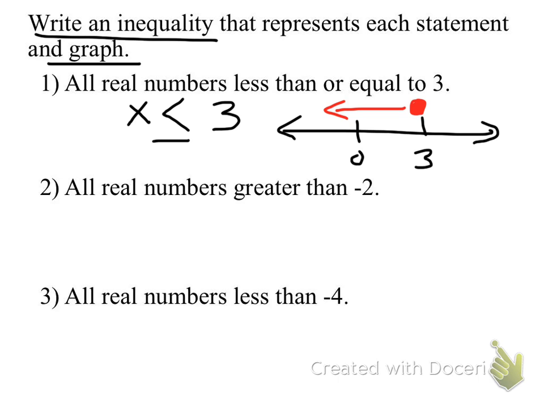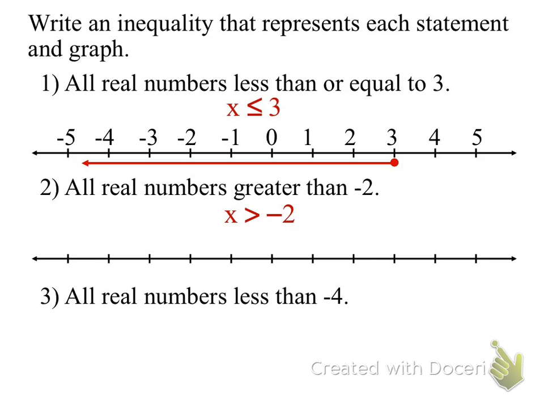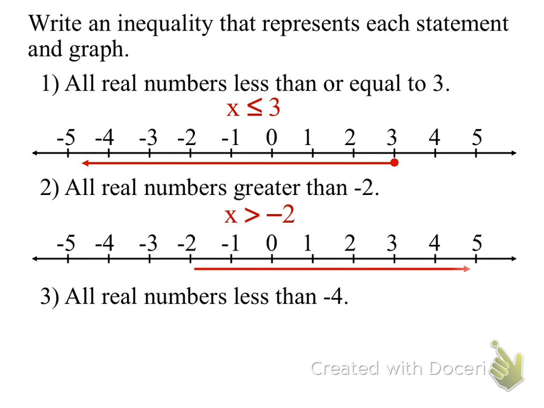Okay, why don't you try number 2 on your own? Pause the recording and you guys try it on your own. All right, let's check number 2. What is the inequality? Ava. I got x is greater than -2. Perfect. Paulina, where am I starting on my number line? I'm starting at -2. Is it an open or a solid circle? Open circle. And it's going which direction? To the right.